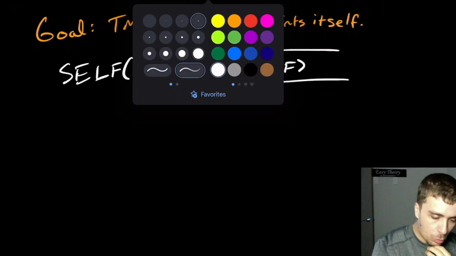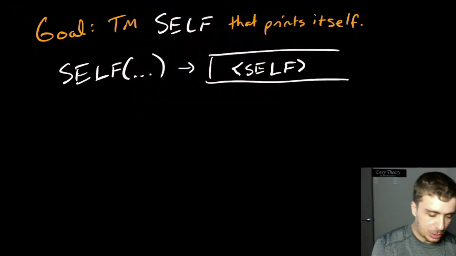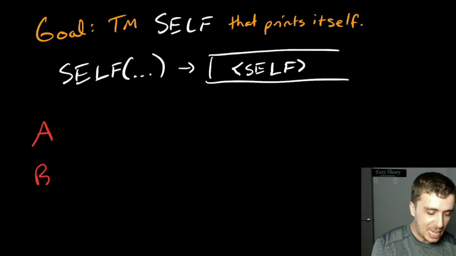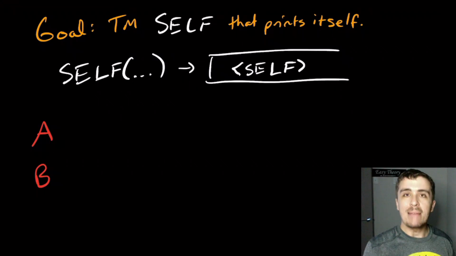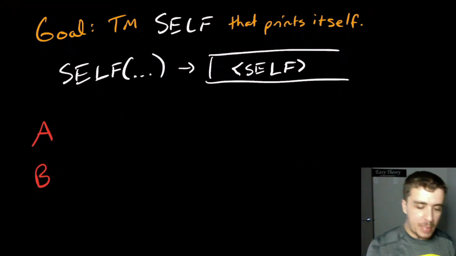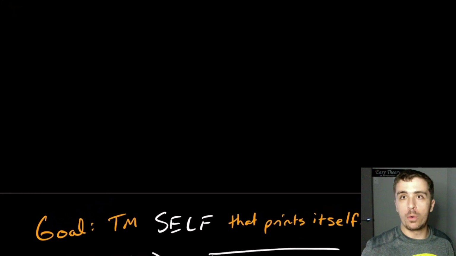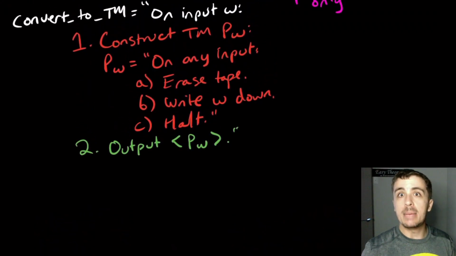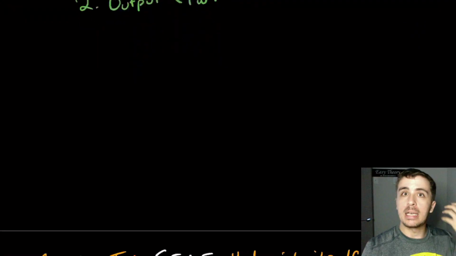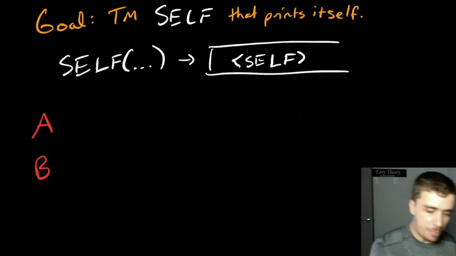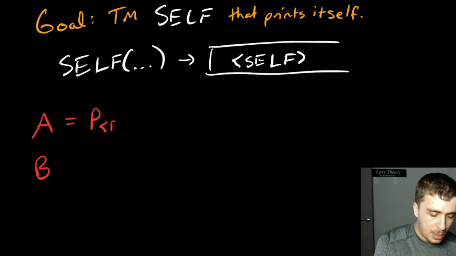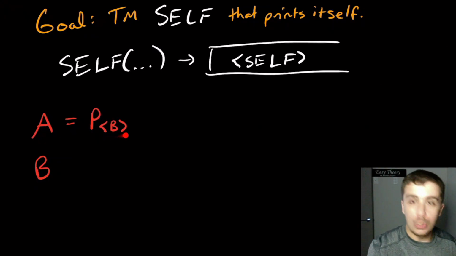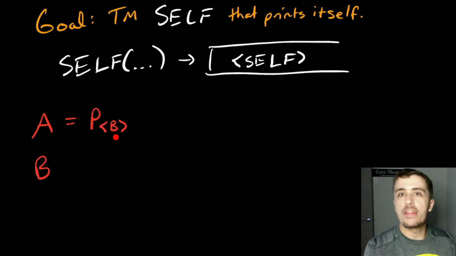So this is going to work in stages, well, 2 stages. So we're going to have 2 Turing machines, A and B, and they're going to comprise the SELF machine. So what is the A machine going to be? It's going to be the resulting machine from before, up here, the PW machine, but specifically for the encoding of B. So I'm going to hard code this to be the machine that just prints the description of B and nothing else. So that's what the A machine is going to be.